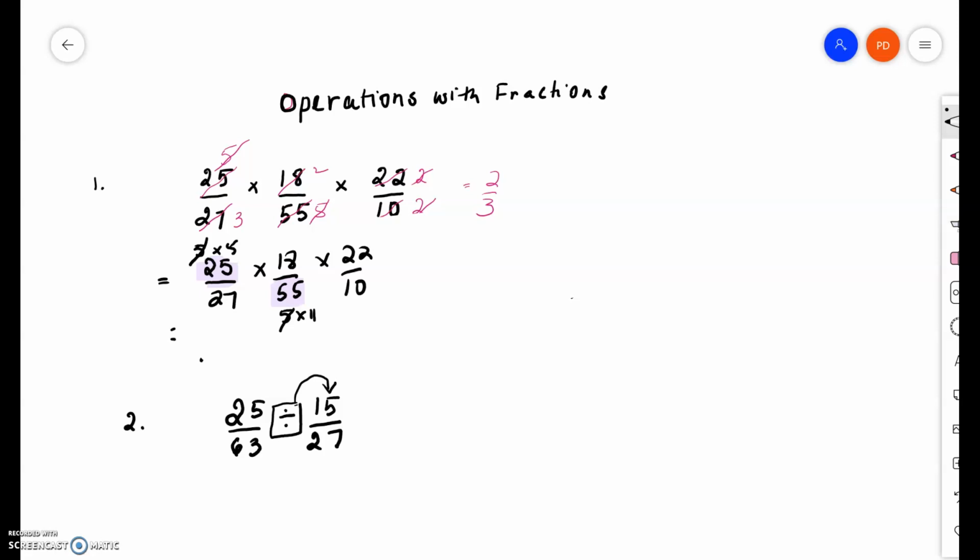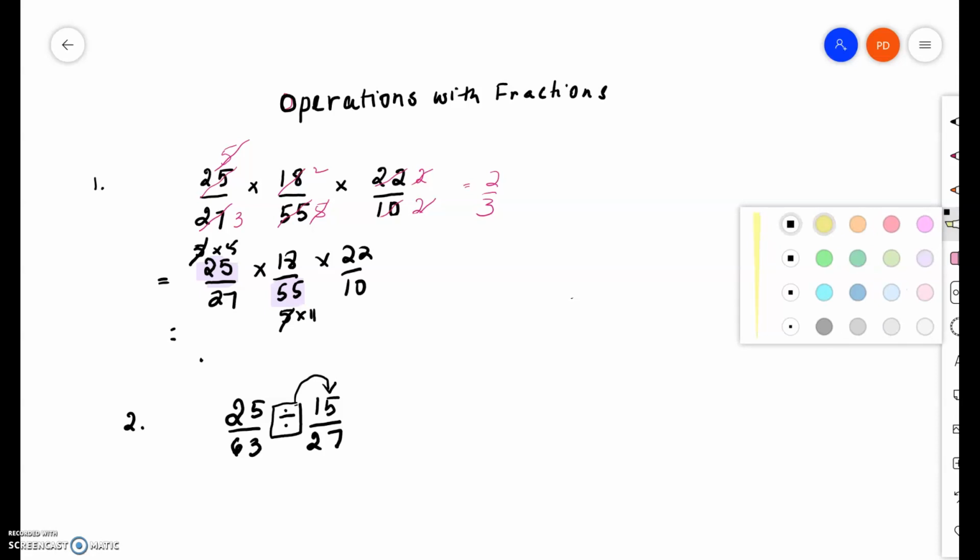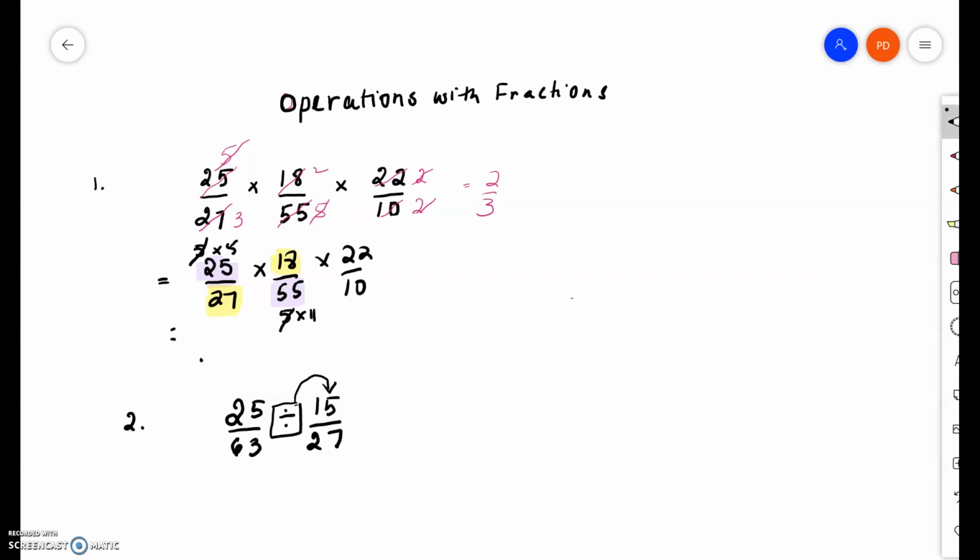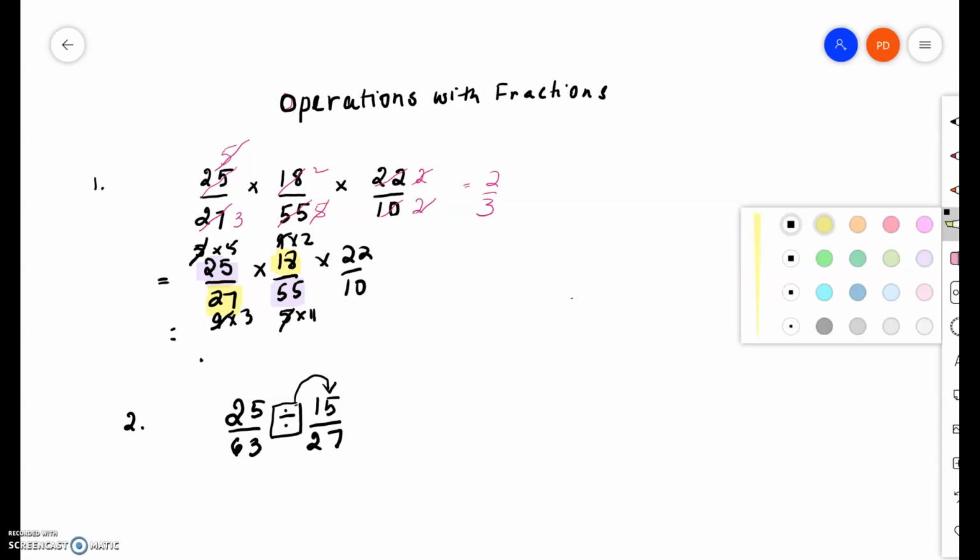Now let's compare 18 and 27. A factor is 9. So 9 times 2 is 18. That's the greatest common factor. 9 times 3 is 27, which means 9 gets cancelled, leaving a 2 in the numerator and a 3 in the denominator.